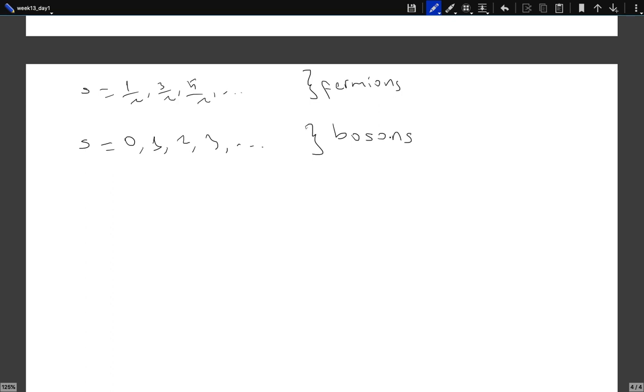So this is essentially why we call the Higgs a boson. Its spin is 0, so it's a boson. The electron, its spin is 1/2, it is a fermion. The photon has spin 1. It is a boson.